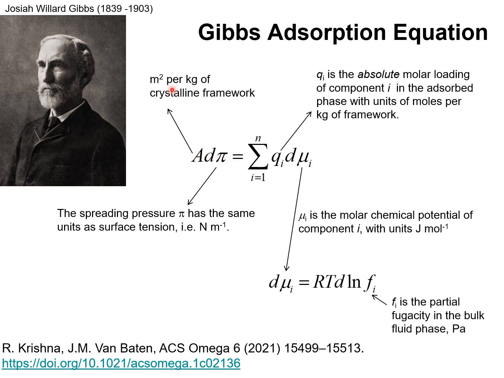A is the specific surface area, and pi is the spreading pressure within the units of newtons per meter. At thermodynamic equilibrium, the differential of the chemical potential of component i is related to the differential of the partial fugacity in the bulk fluid phase by this expression.